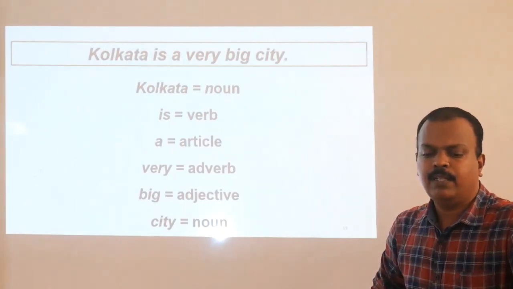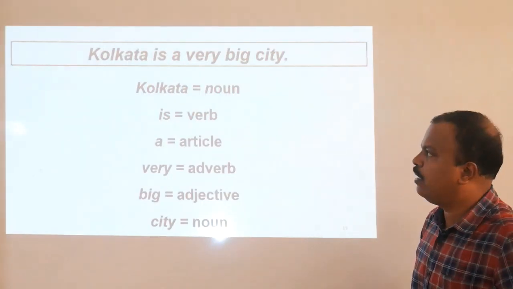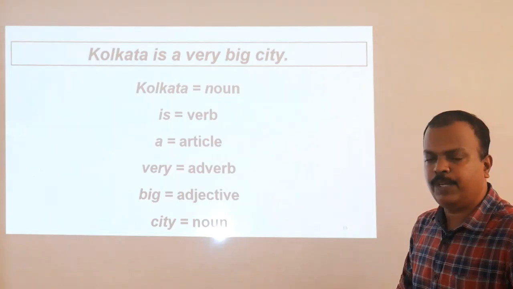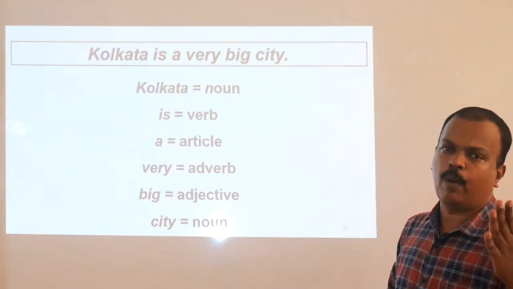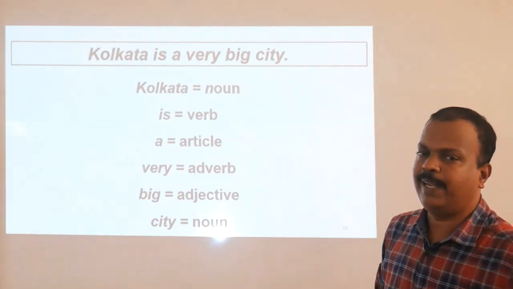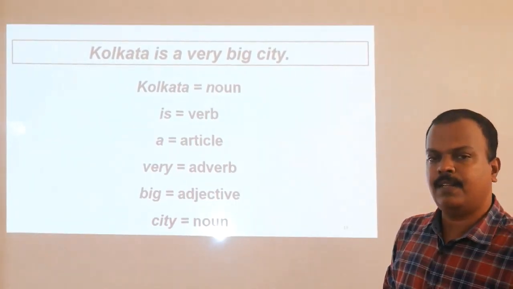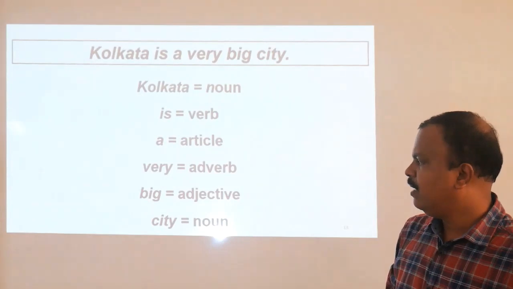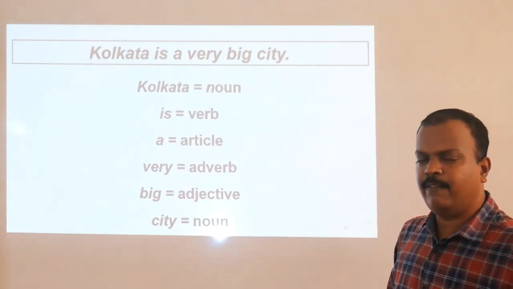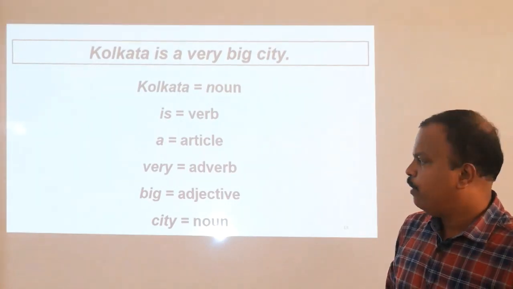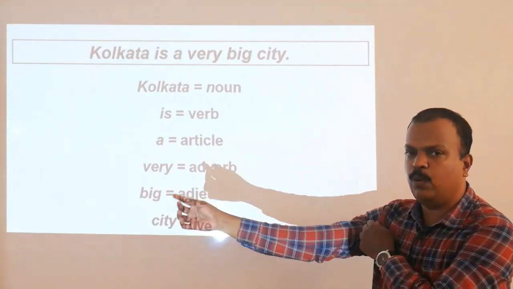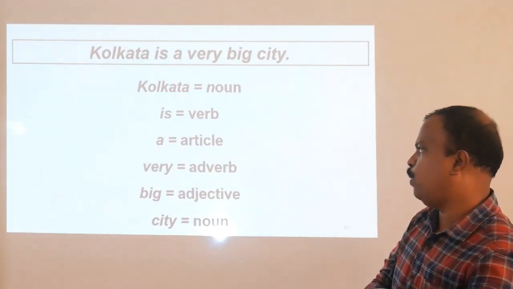Kolkata is a very big city. Kolkata is a noun, a proper noun, a given name for a place. Is is a verb. A is an article. Very is an adverb. Why is very an adverb here? What is very doing? Let's see how they are linked to the other words.